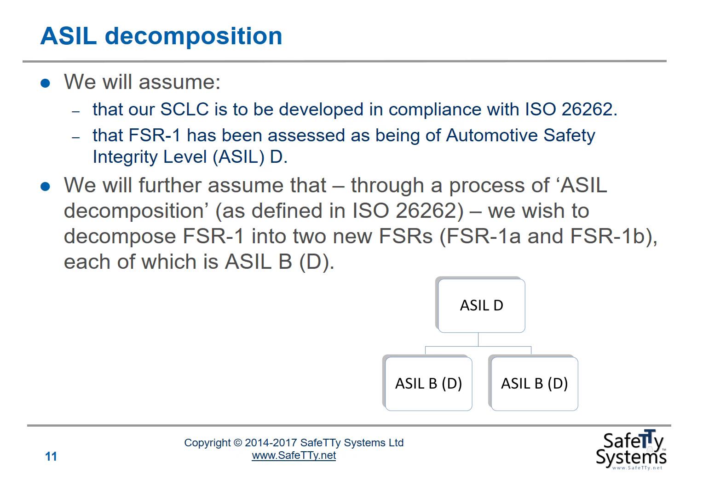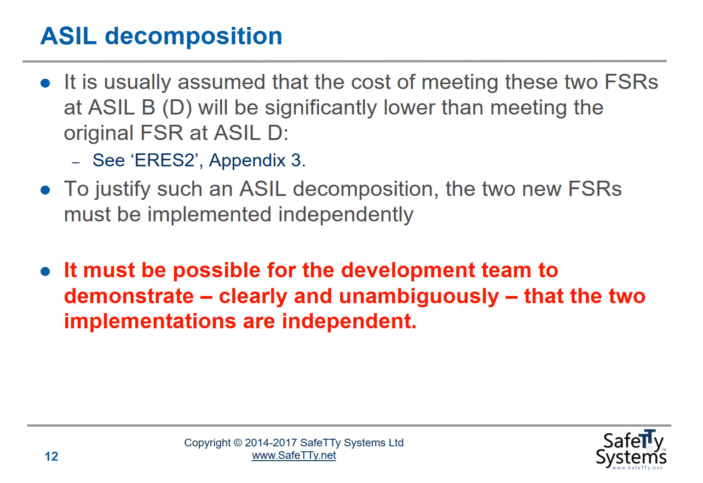We'll further assume, again through a process of ASIL decomposition, that we wish to decompose this single functional safety requirement into two new FSRs, FSR1A and FSR1B, each of which is at ASIL B(D). So we've met a decomposition like this in previous videos. So again, we're assuming that we're going to reduce costs by applying ASIL decomposition in this way, and our expectation is that we'll reduce cost without compromising the safety of the system.